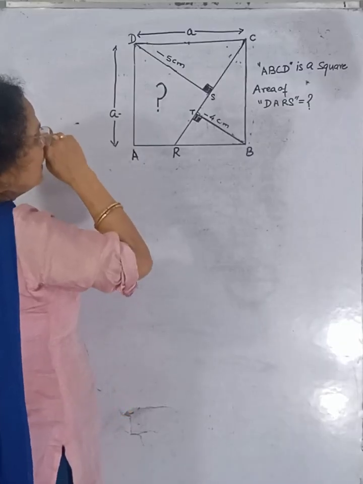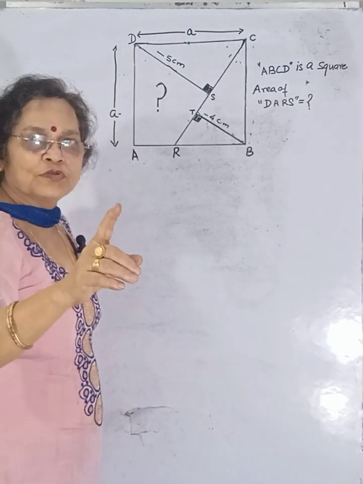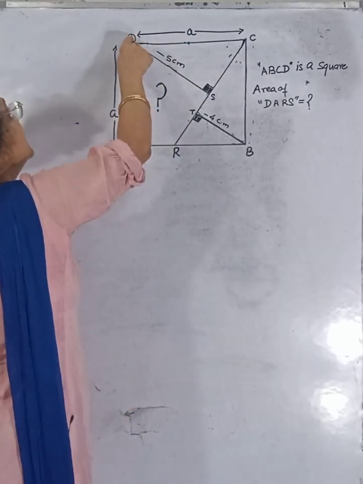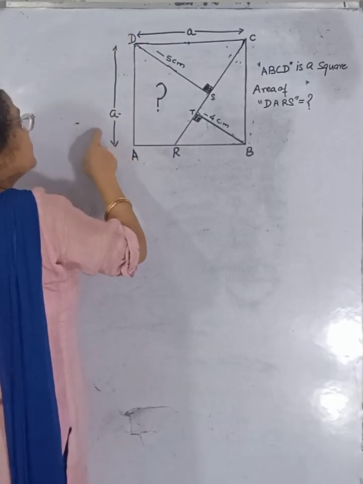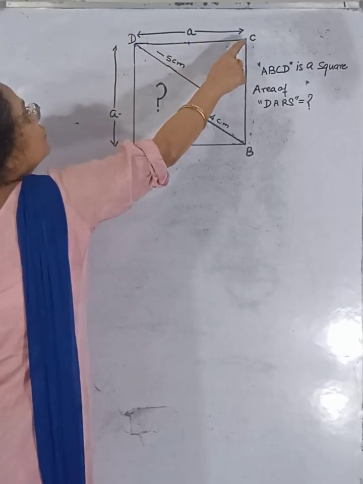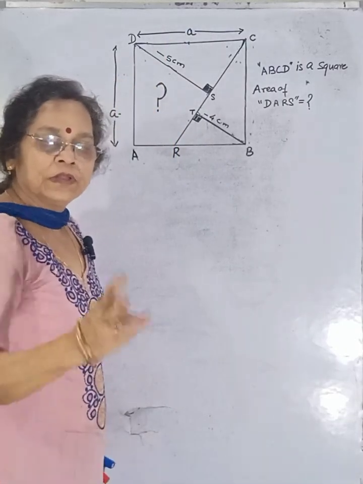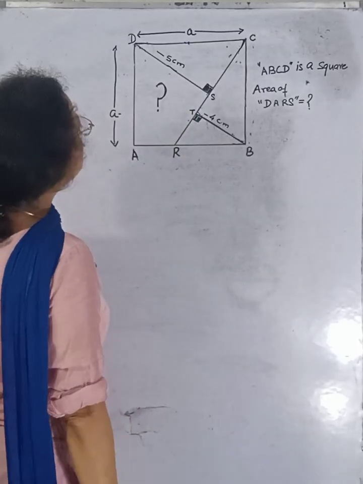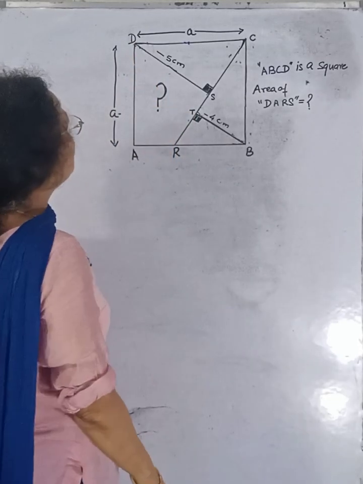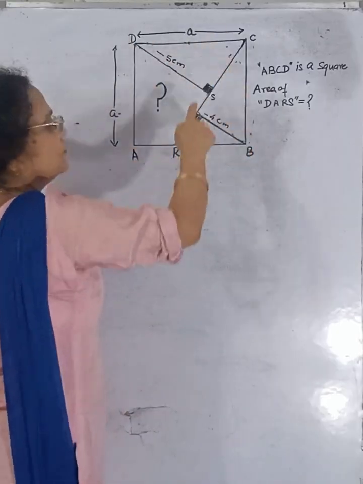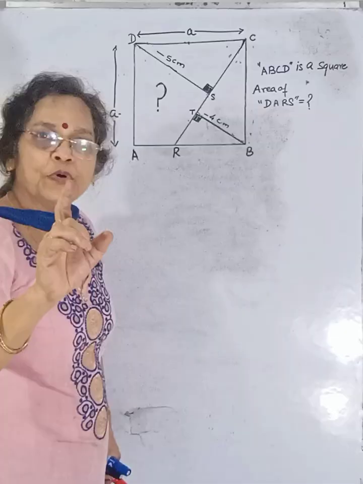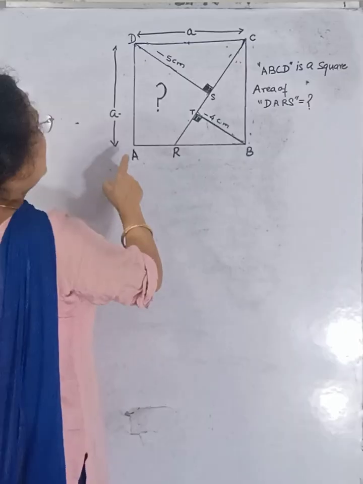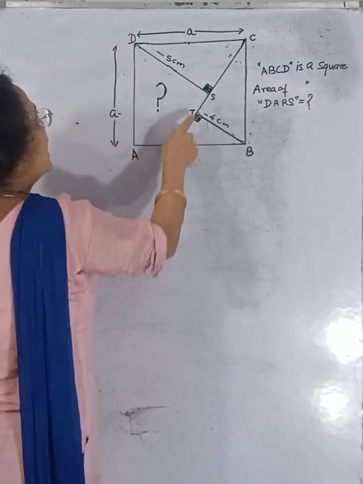Nothing else is given. One condition is also given in addition, that it is a square. It means if we assume that the length of DA is equal to a, then DC will also be equal to a. So these are the three conditions we are given: this perpendicular is equal to 4 centimeters, this perpendicular is equal to 5 centimeters, and all four sides of the square are equal to a, which is not numerically given to us. We have assumed that it is a. Now we have to find the area of DARS.